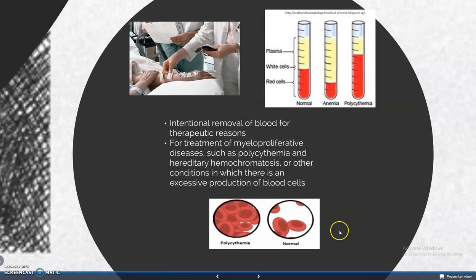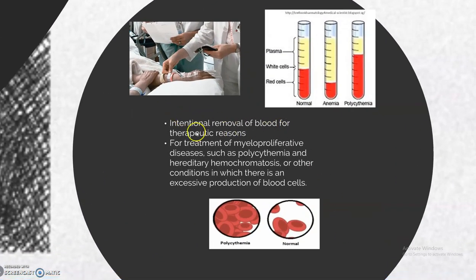Then there's therapeutic donation. This is the initial removal of blood for therapeutic reasons, for treatment of myeloproliferative diseases such as polycythemia, which is too many red blood cells, and hereditary hemochromatosis and other conditions in which there's an excessive production of blood cells. They'll actually take a pint of blood off of the patient. They can't use it for donation, but it is used to help decrease the production. So polycythemia is the overproduction versus normal.